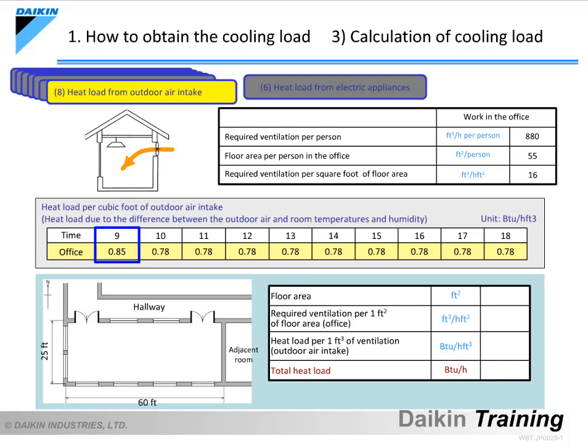In this case, the floor area is 1,500 square feet. The required ventilation per square foot is 16 cubic feet per hour, and the heat load per cubic foot of outdoor air intake is 0.85 BTU per hour. Therefore, the total heat load for the office would be 20,400 BTU per hour.